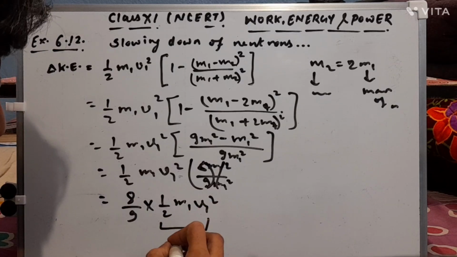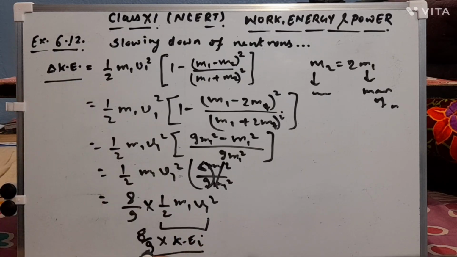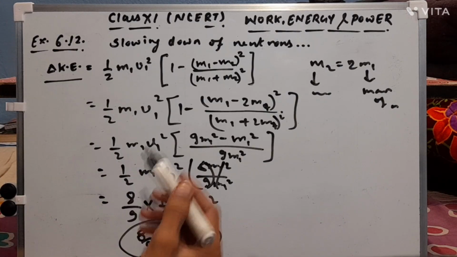What was that? It was the initial kinetic energy multiplied by a factor of 8 by 9. That means the loss of kinetic energy is 8 by 9 of the initial kinetic energy. That is, 8 out of 9 parts of the initial kinetic energy has been lost in this elastic collision, and it has contributed in slowing down the neutron to a very specific extent. Okay, fine. So that was the solution. The neutron has been slowed down, and the kinetic energy is lost by 8 by 9 of the initial kinetic energy. So here the thing goes.